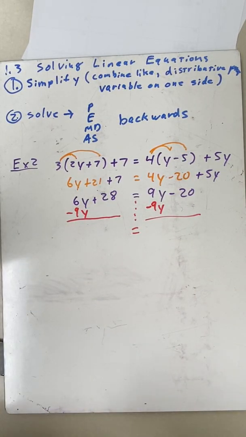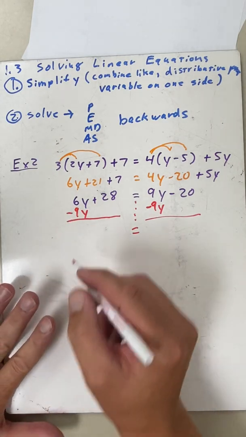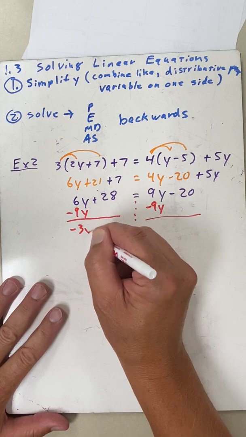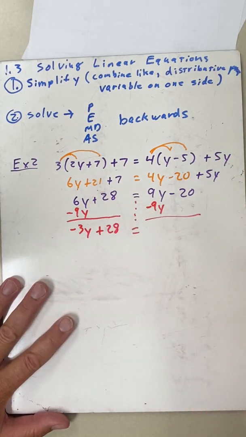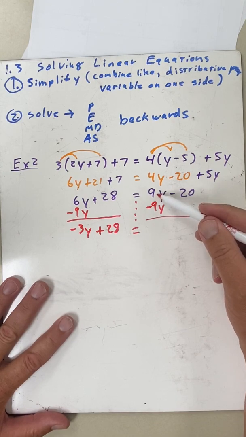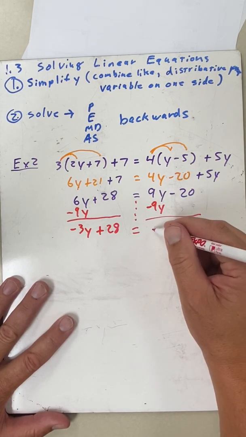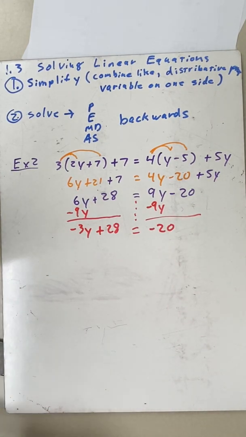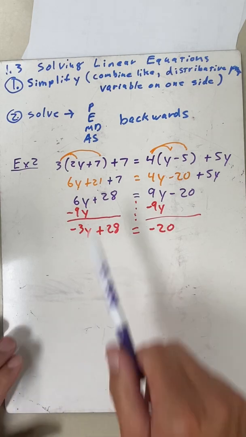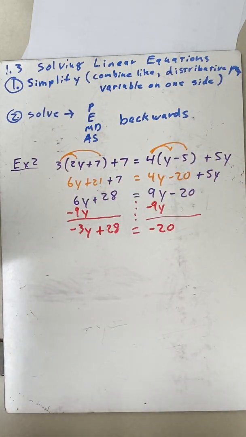All right, 6y minus 9y. 9's bigger than 6, so we're going to end up with a -3y here. And we get plus 28. That won't change. Now what we wanted to have happen over here did. 9 minus 9 is 0, so that piece is gone. We just have -20 here. All right. So all of that work just took care of simplifying. Combine like terms, distributive property, and variable on one side.